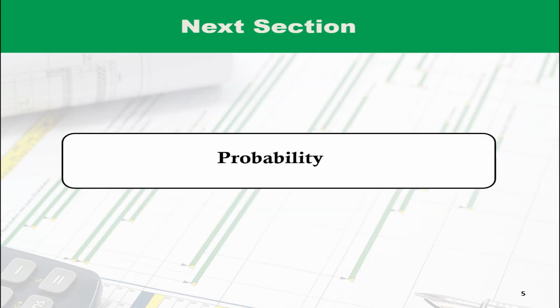In this section, you learned about p-values and their usage to test hypotheses. In the next section, you will learn about probability and its usage.